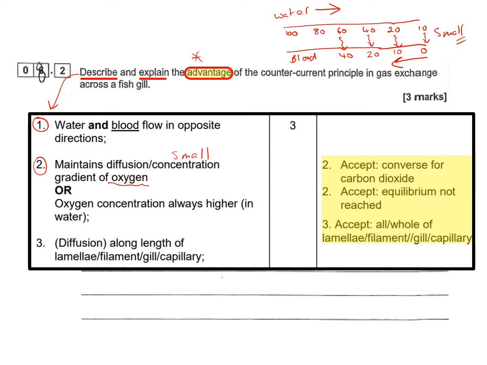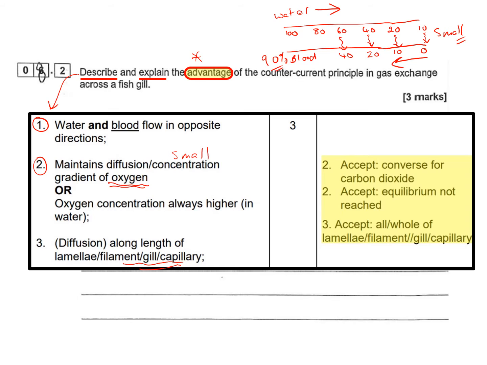So the blood will get to around about 90% saturated. It's not fully saturated, but that's enough to meet the demands of the fish. So maintains a diffusion or concentration gradient of oxygen across the entire length of the gill lamellae.